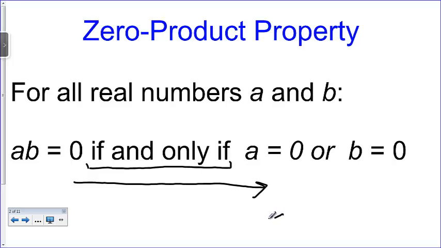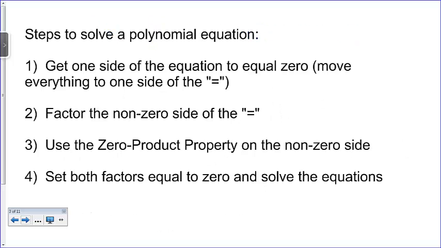If we start over here on the right side and say that a equals 0 or b equals 0, then it must be true that a times b has to equal 0. So here are the steps to solve a polynomial equation, and I'll keep reminding you of these 4 steps as we solve equations. Step 1 is to get one side of the equation to equal 0, to move everything to one side of the equal sign. Step 2 is to factor the non-zero side. Step 3, use the zero product property that we just discussed on the previous slide. And step 4, set both factors equal to 0 and solve the equations.